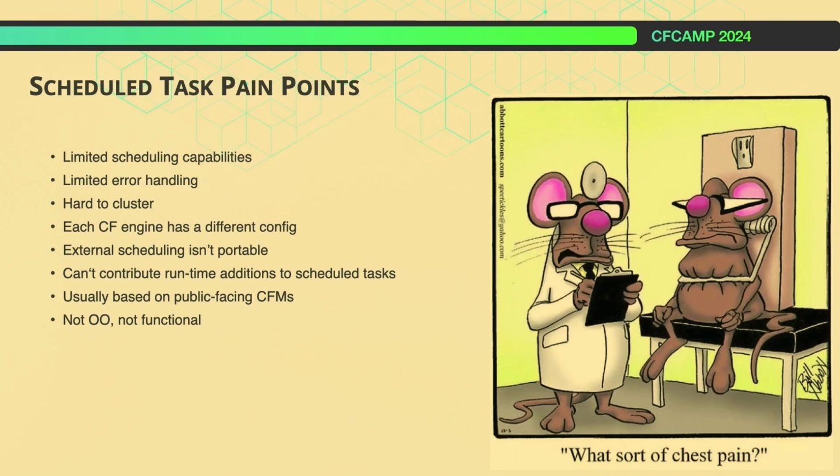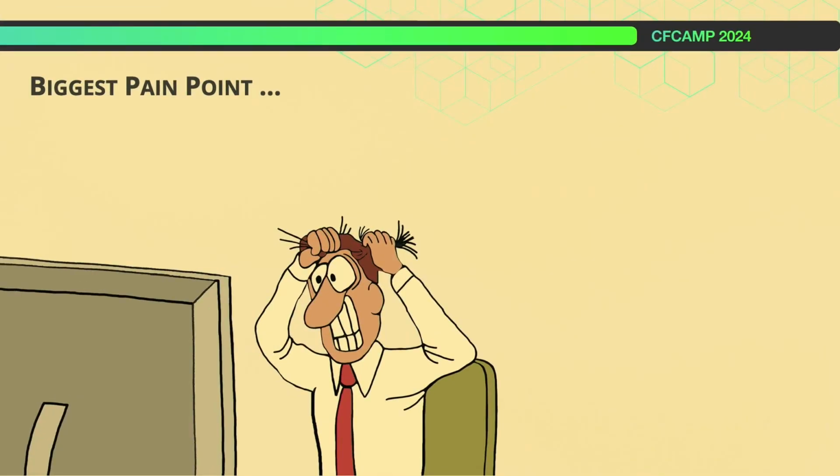External scheduling sometimes isn't portable, right? I can't contribute runtime additions to scheduled tasks. And it's usually based on public-facing endpoints. Definitely not object-oriented. I don't have any type of design patterns available to me at that point. I just have the server and client request at that point. So definitely not functional. So all of these problems are there.